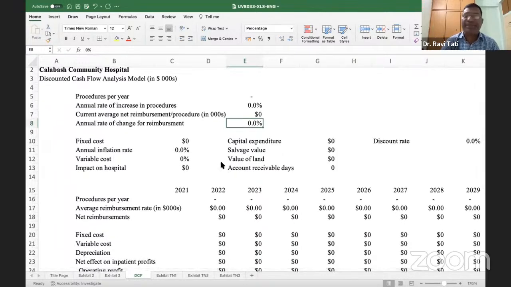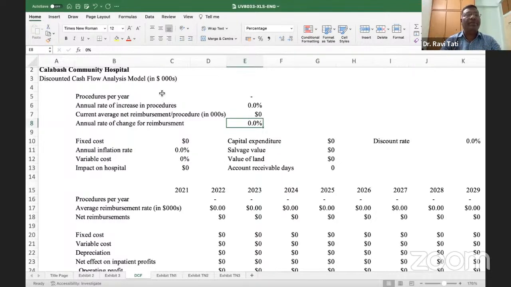This is a blank Excel sheet. Actually, there are formulae. We don't have time. I have no time to show you how to insert the formulae in the Excel sheet. But actually, you may ask me, sir, how you got this sheet?